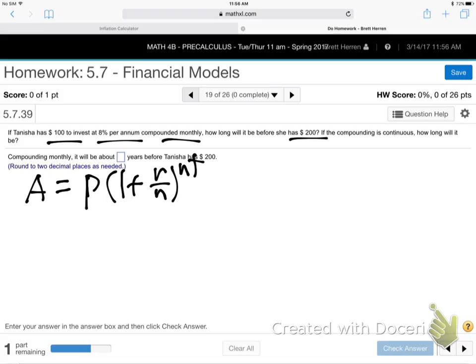Can you tell what's being said up there? Don't worry about this part. We'll do this part. That's part B. So how long for 100 to become 200? Basically is what they're saying. At 8% monthly. So go ahead, see what you can plug in and get to happen on that one. How long for 100 to become 200 at 8% monthly?